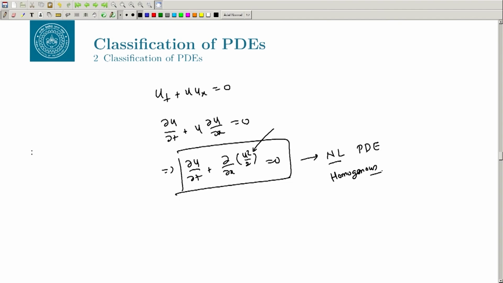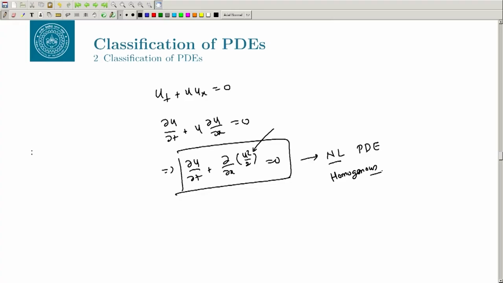In this particular class we reviewed some of our basic ideas of linear equations, non-linear equations, homogeneous equations, non-homogeneous equations, and what PDEs and ODEs are. In the next class we will go to further classification, and we will see how we can classify these equations as elliptic, parabolic or hyperbolic, and what that means. With that we will stop today and continue our discussion in the next class. Thank you very much.